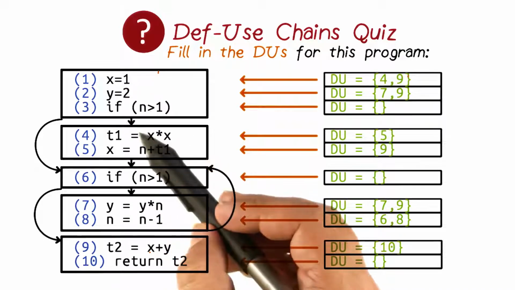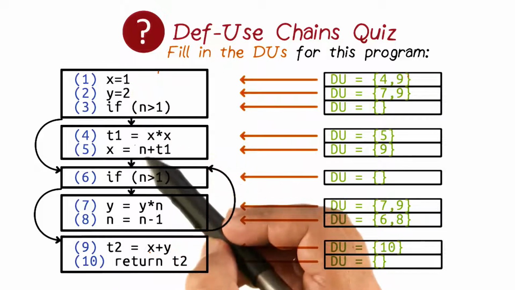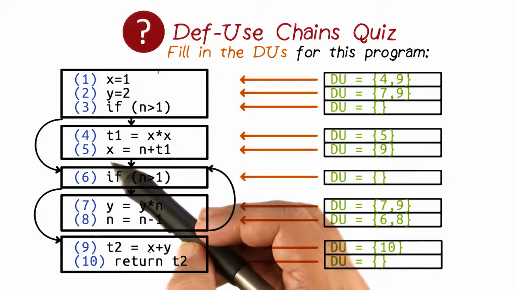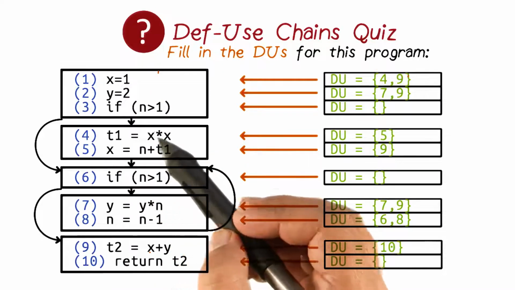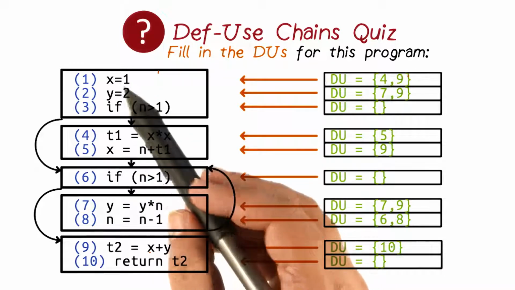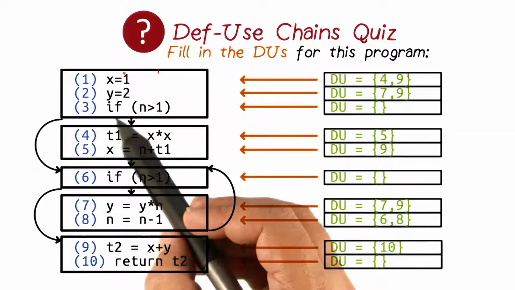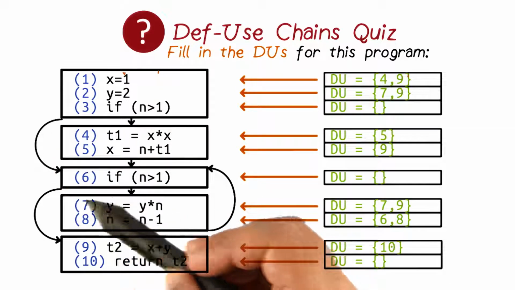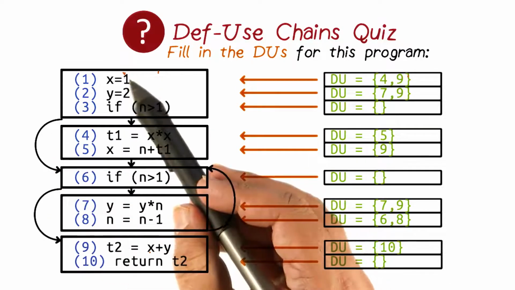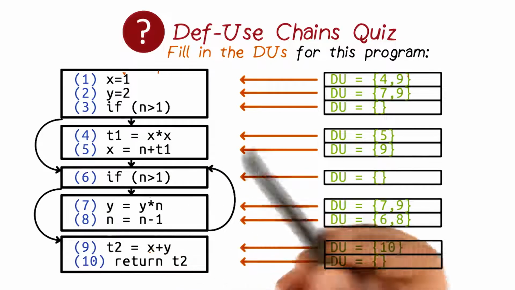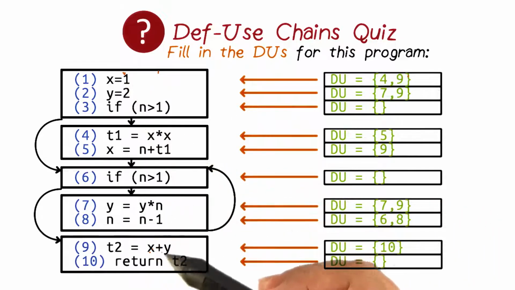So along the second path, this x is of course not getting anywhere further because there is a new x coming in here, and therefore along this path, this x does not reach this particular point. However, the x does reach along this other path, and therefore there is a DU chain between 1 and 9.